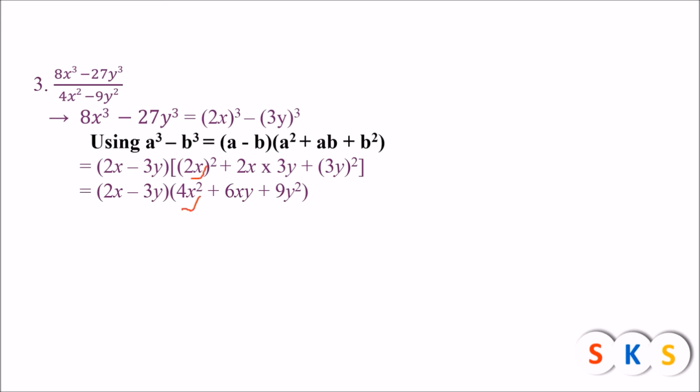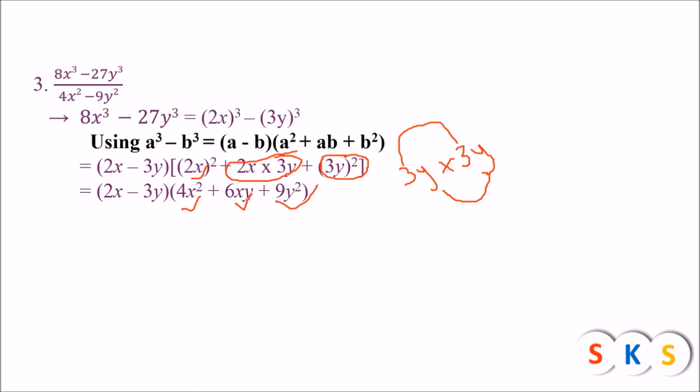How? 2x into 2x, and 2x into 3y gives us 6xy, and 3y the whole square means 3y into 3y, right? So what will we get here? 3 into 3 is 9, and y into y is y square. So we will get here 9y square. Okay, now this is the factor of the numerator, that is 8x cube minus 27y cube.